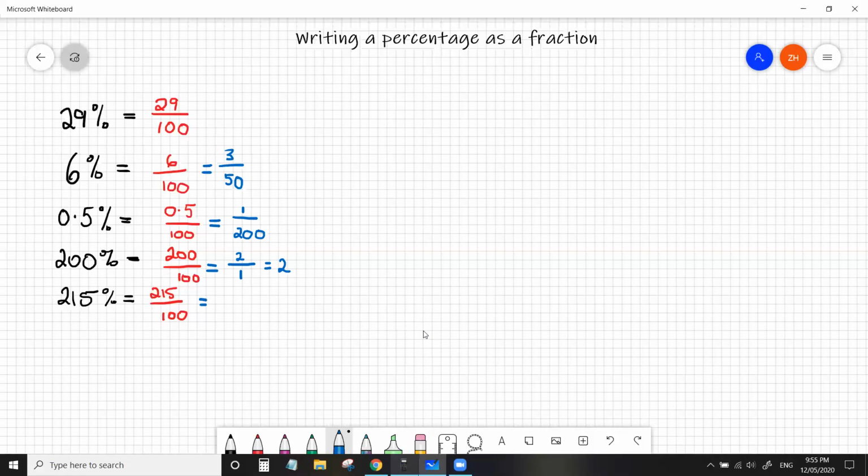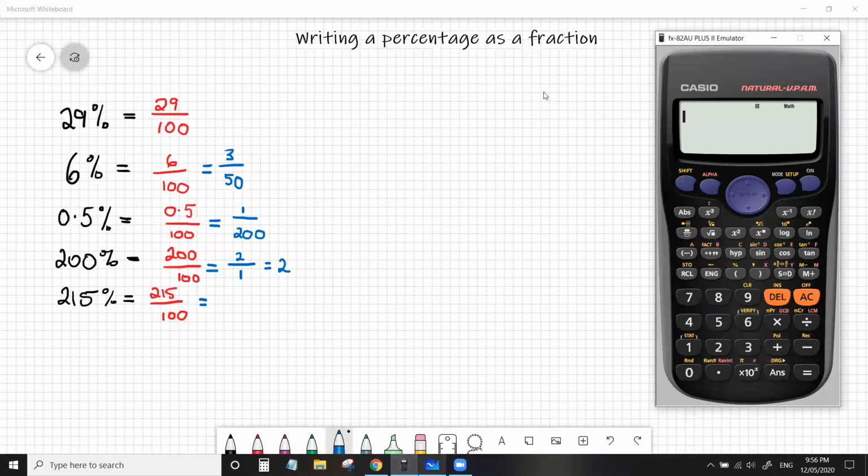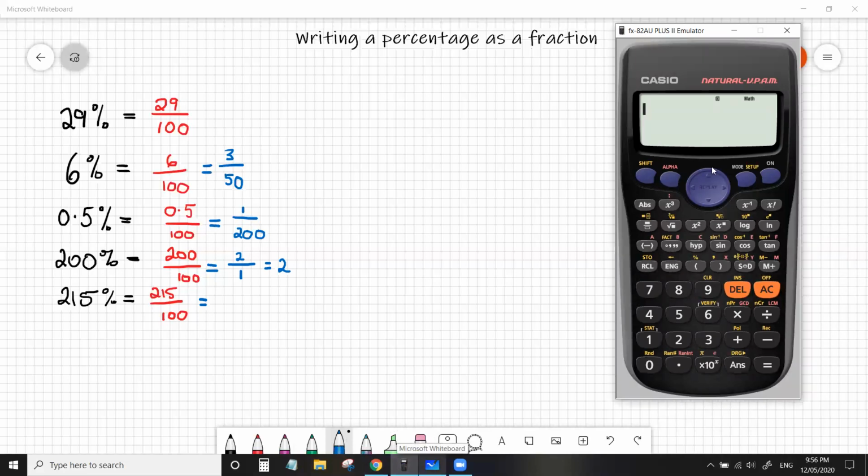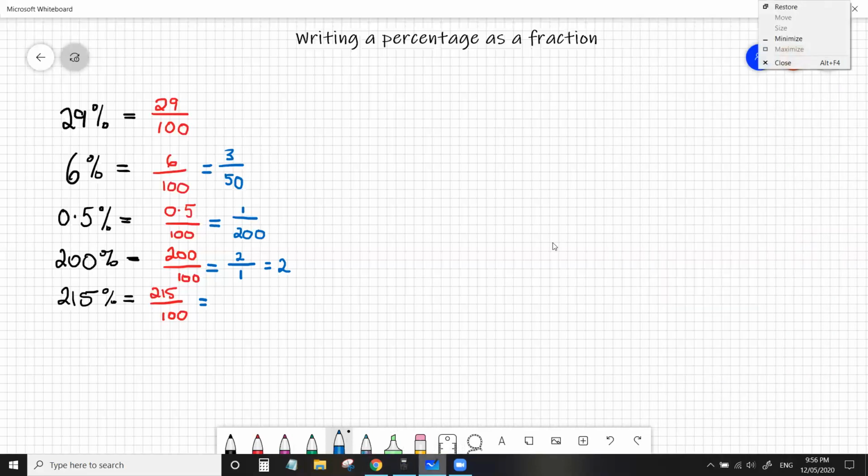And finally, 215 over 100. Now I'm going to use another method to do this one. I'm going to use my scientific calculator. I could do it like I did the other ones and look for a common factor. But if we have a scientific calculator, we can save ourselves the trouble. We can just write it as a fraction. So fraction key, 215, move down, 100, just press equals, and that will be simplified for you using a calculator: 43 over 20. And I could have done that with any of the other ones as well, even this one with the decimal in it.